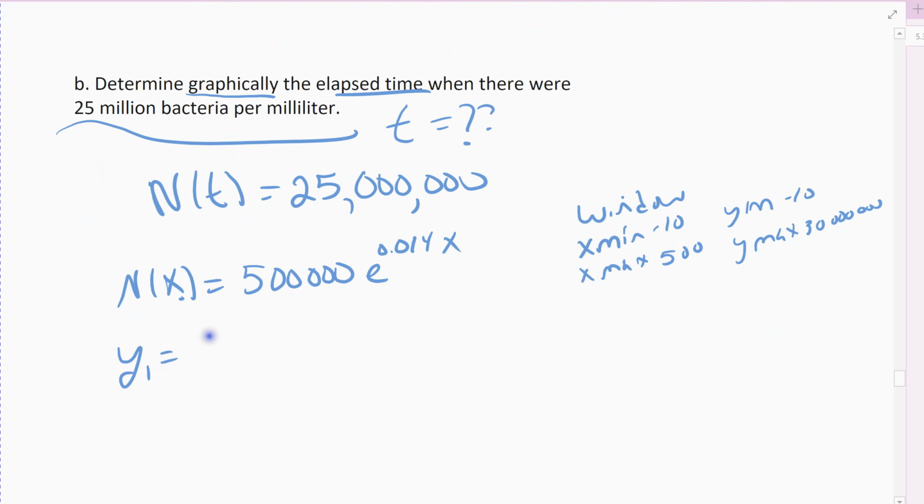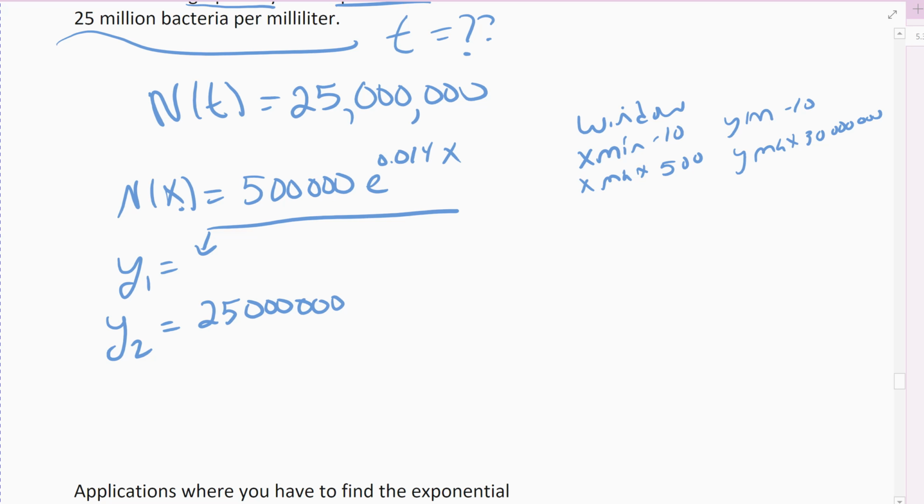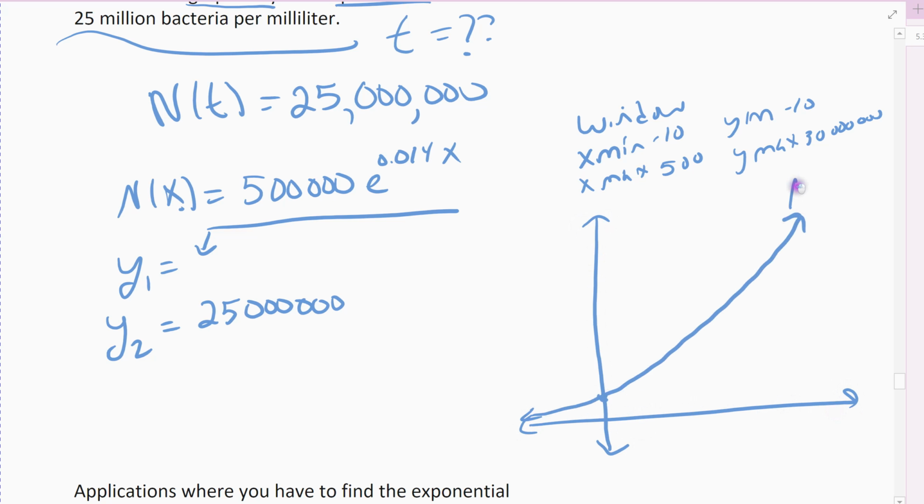Y1 is going to be my equation. Y2 is going to be my 25 million. Alright, graph it on your calculator, and if you've adjusted your window, you will get the exponential growth, so there's n of t, and then you'll get your line, that's the 25 million. And we want to find this moment. What's that time? So where they intersect.